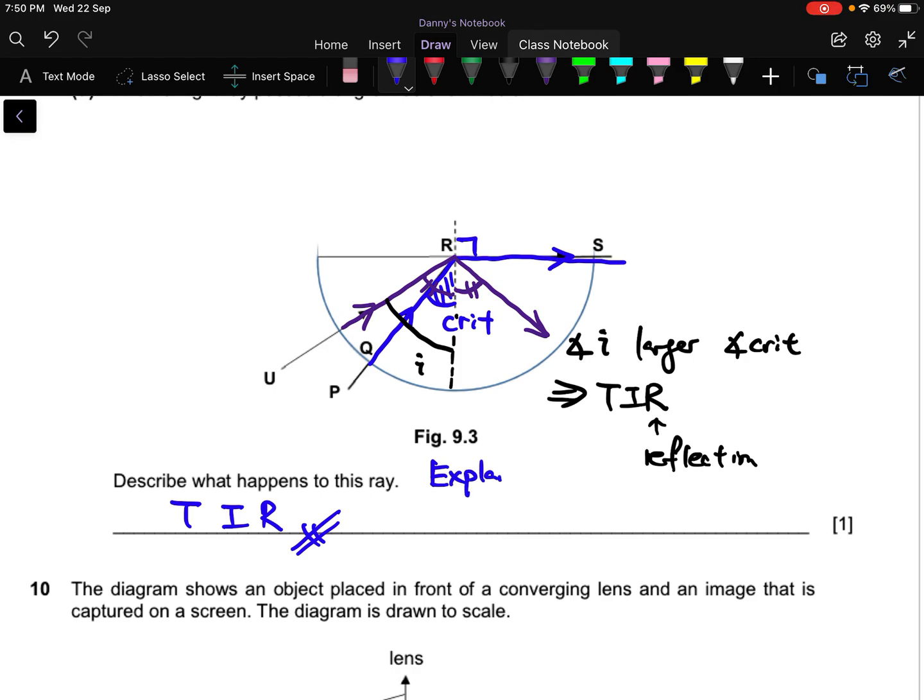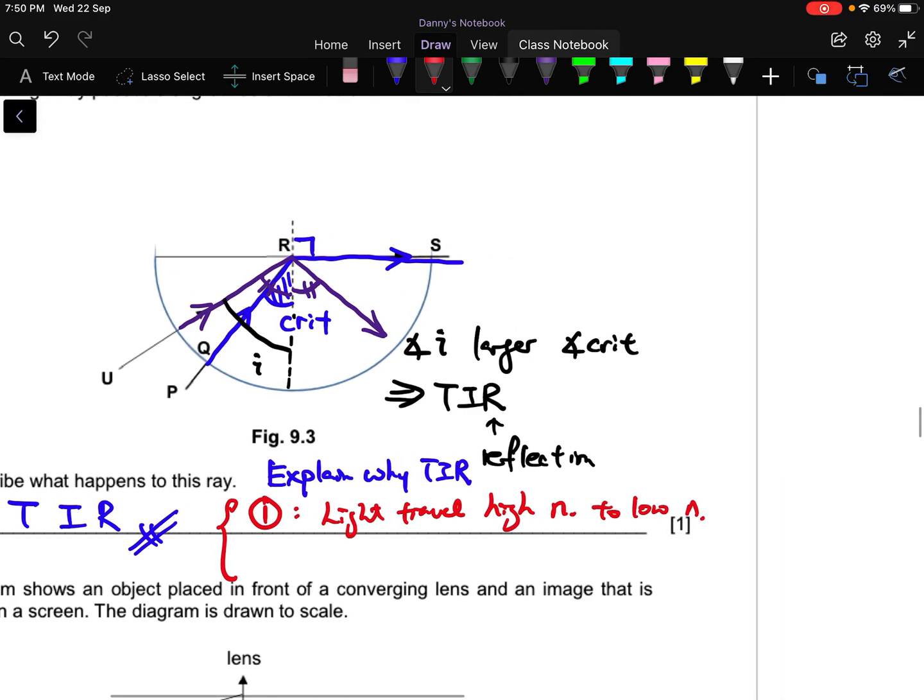Sometimes they may also ask you, can you explain why TIR happened? So how to explain why TIR happened? The easiest way is that you explain the condition for it to happen. So what are the conditions? Well, condition number one is that your light must travel from a high refractive index to a low refractive index. By the way, this one is short form. You cannot use it in the exam. You must spell out. And then number two, the second condition is that the angle of incidence must be larger than your critical angle. Okay, so beware of this.